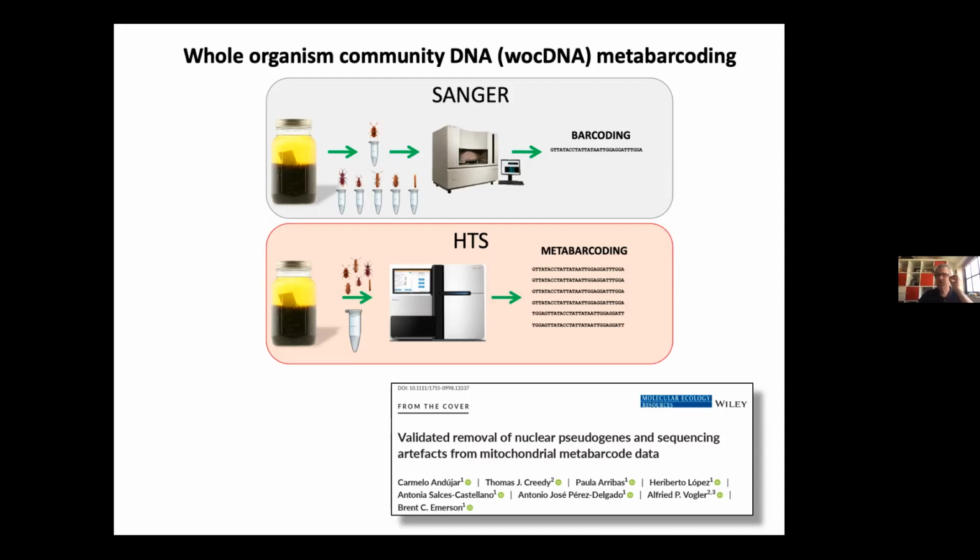And what it's enabled us to do is, for any given metabarcode data set, be able to say that we know that approximately 5% of our sequences are not true mitochondria, and we know that we're probably missing 5% or 6% of the real mitochondrial sequences.